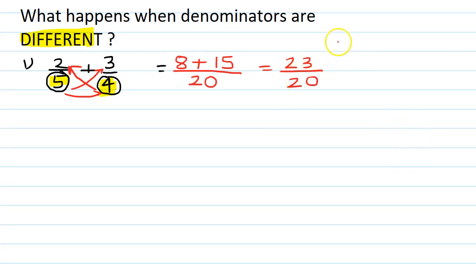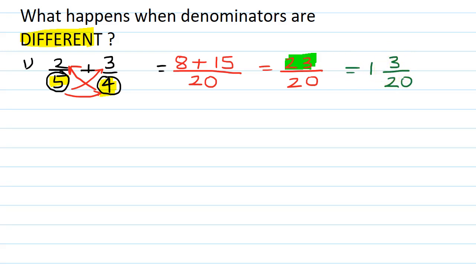If you see here, it is top heavy, which means 23 is bigger than 20, so we can change it into a mixed fraction. So how many times does 20 go into 23? The answer will be 1, and what is left? 23 take away 20, that is 3. So let's write down 3 here over 20. So 1 and 3 over 20.